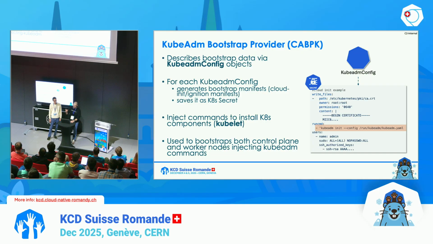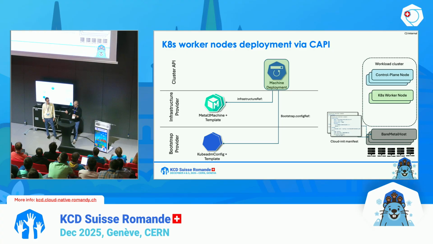And for the initialization part of the host, the provider injects kubeadm commands. That is a tool to initialize the node as part of a Kubernetes cluster. And something interesting is that this kubeadm config was used for both control plane and worker nodes for their initialization. So now we have all the components, for instance, to provision Kubernetes nodes.